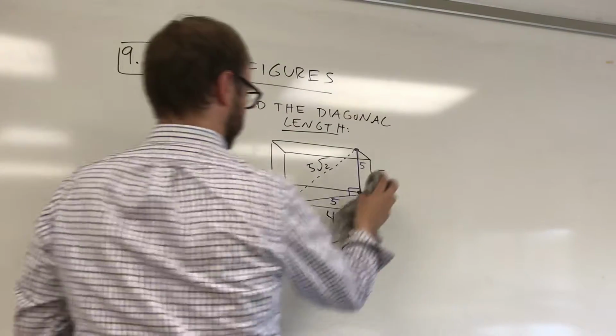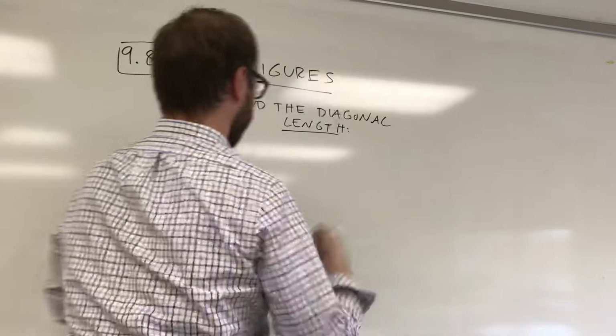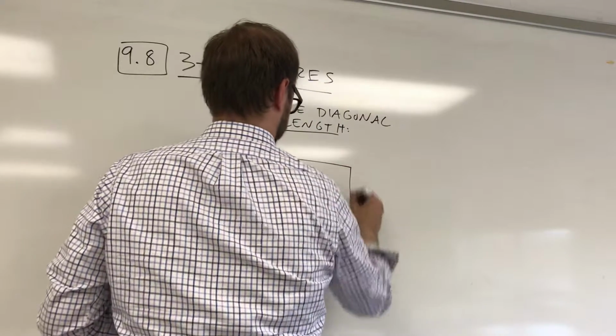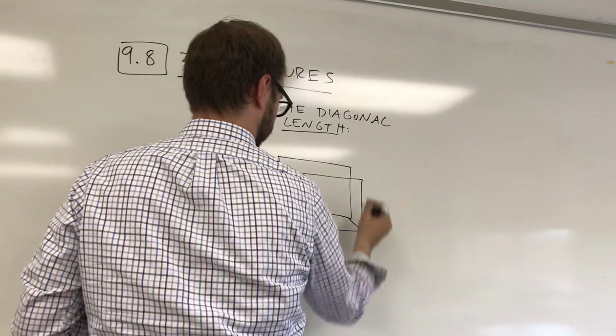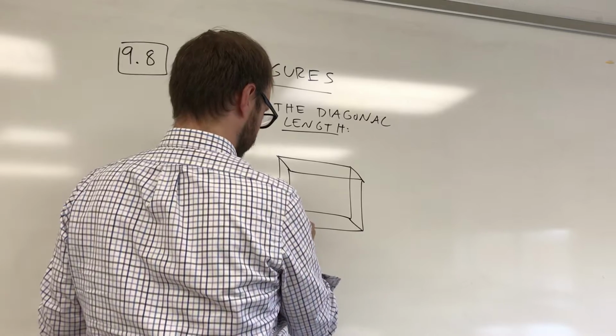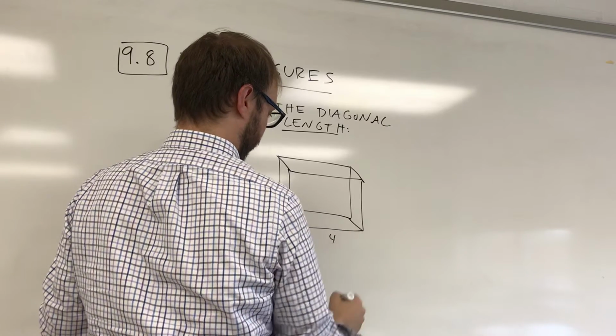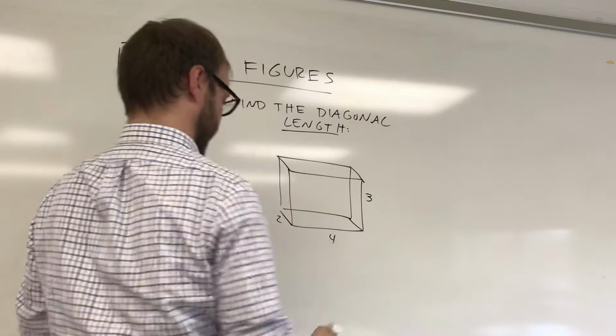Let's try another example. Let me just do some totally random side lengths here. All right, so here's my solid. And let's say that we have a side length of 2 and 4 and let's say the height is 3.